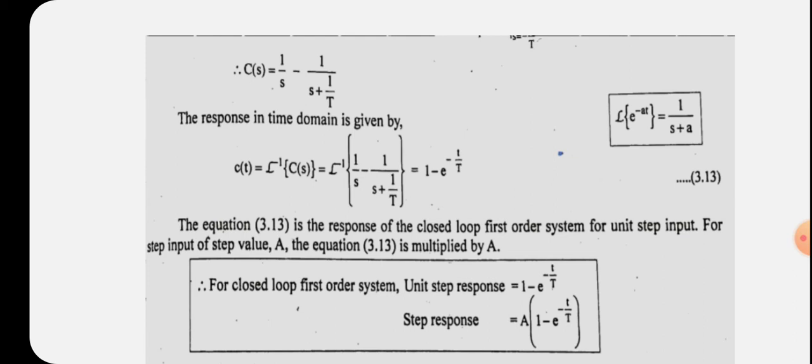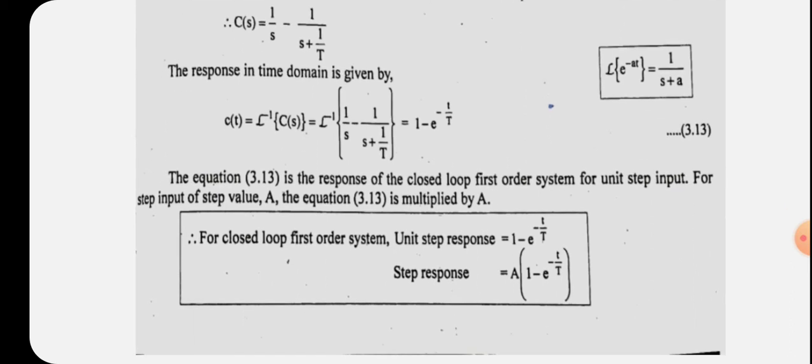And for a step input of step value A, the equation is multiplied by A. So for the closed loop first order system, the unit step response is 1 minus e raised to minus t by tau. But for a step input of value A, it is A into 1 minus e raised to minus t by tau.